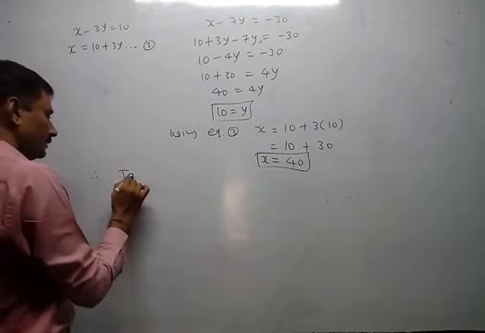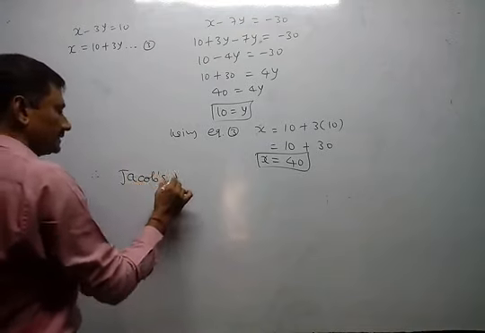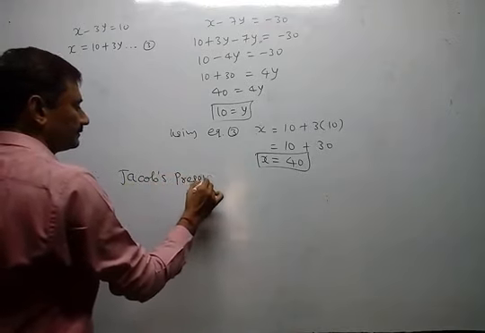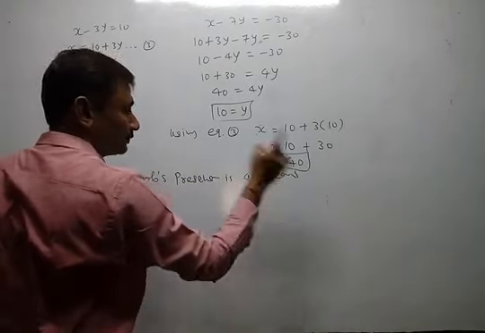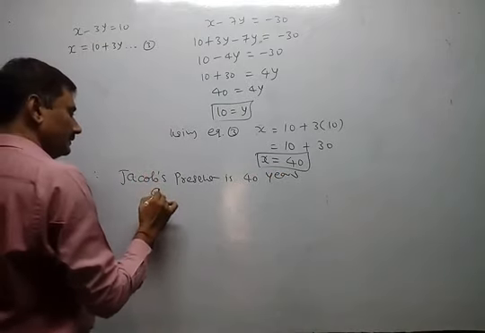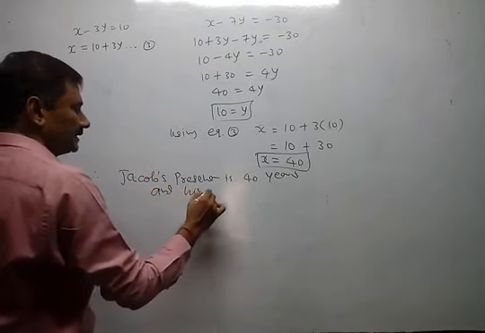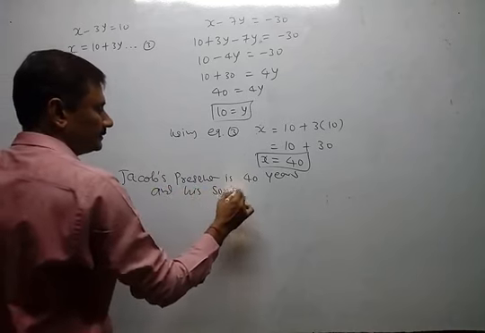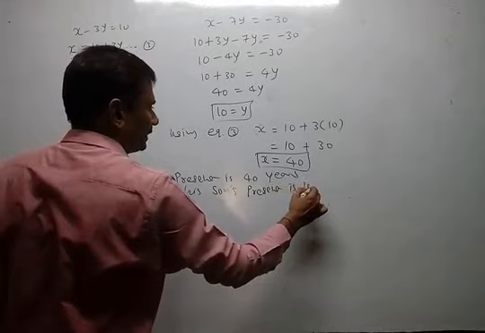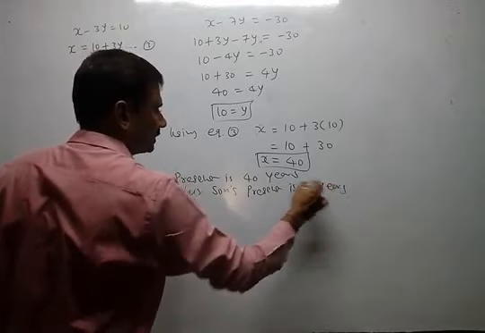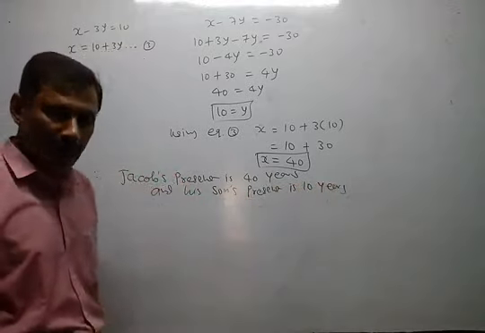Therefore, Jacob's present age is 40 years. Just look at the first two lines, the supposition line. And his son's present age is 10 years. Not only Jacob equal to 40 and son equal to 10.